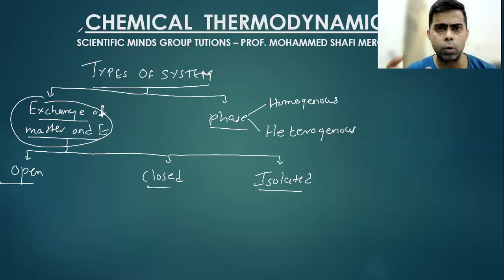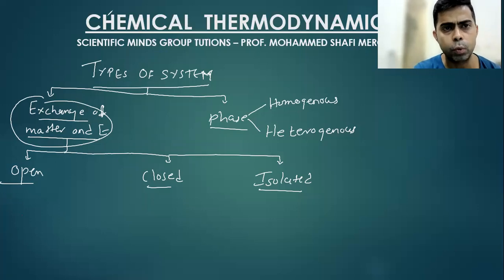You take that hot water and put it in a thermos. You close the lid of the thermos, the thermoflask. So what happens in that? The hot water will remain hot. So it is not releasing heat, and it is not releasing matter. So that will be called an isolated system. So we have three kinds of system.